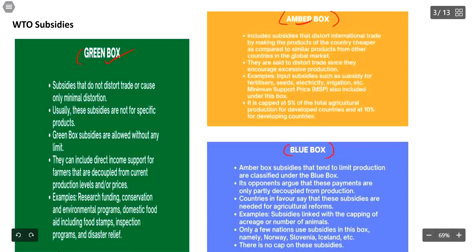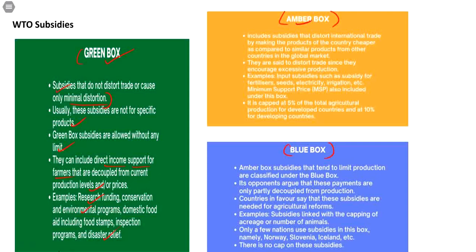Coming to green box subsidies, they are subsidies that do not distort trade or cause only minimum distortion, and usually these subsidies are not for specific products. Green box subsidies are allowed without any limit. They can include direct income support for farmers that are decoupled from current production levels and prices. Examples include research funding, conservation and environmental programs, domestic food aid including food stamps, inspection programs, disaster relief, etc.